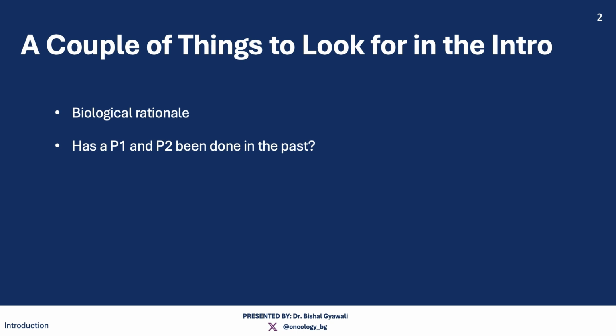The introduction is the section that sets the background for why the trial was done. There are just a couple of things that I want to look for in the introduction section. One is the biological rationale for the drug, especially if it's a new drug. I want to know what the biological rationale was for doing this trial. Does it make sense biologically? And the second, and the most important thing that I want to look for in the introduction, especially for a phase 3 clinical trial, is: has a phase 1 or phase 2 trial been done in the past for the same drug, ideally in the same setting?